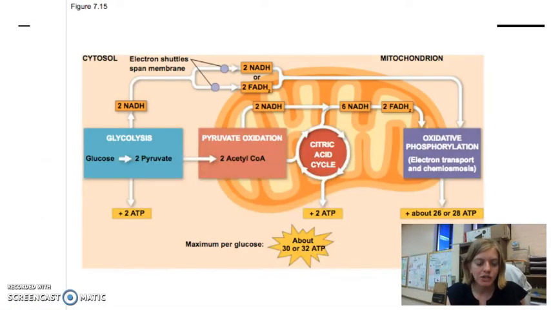This slide shows a photo from your textbook, a figure, and it shows you exactly what happens in each process, what's going in and what's coming out. And it also kind of gives us our general numbers of ATP that's produced.